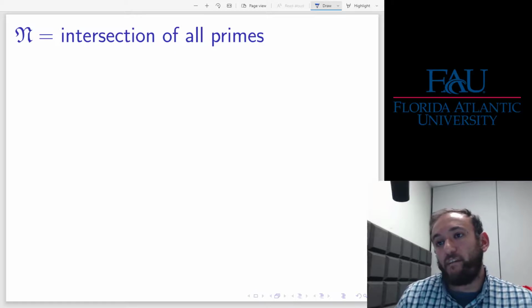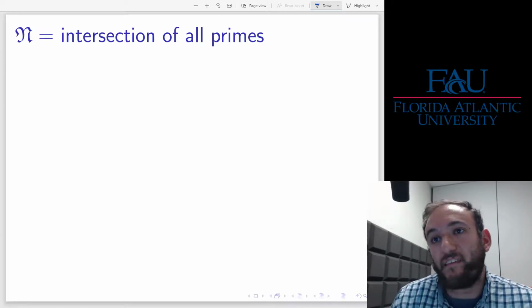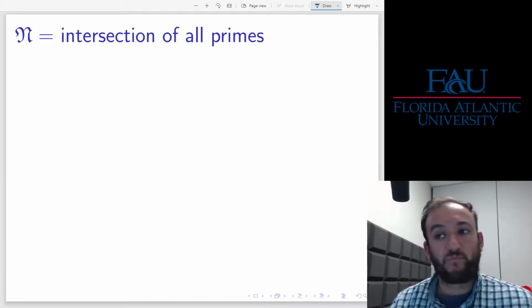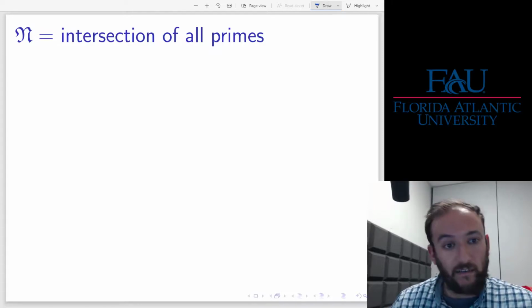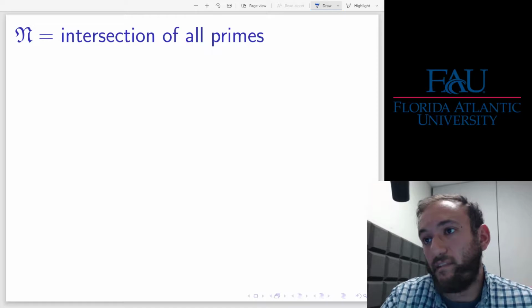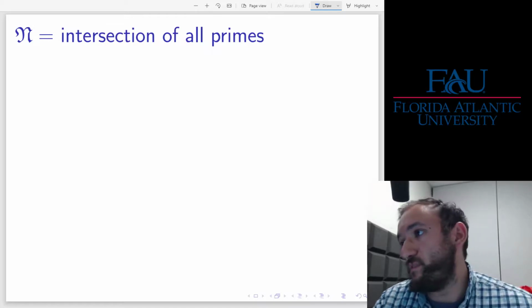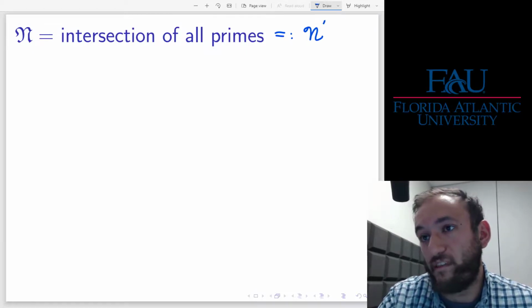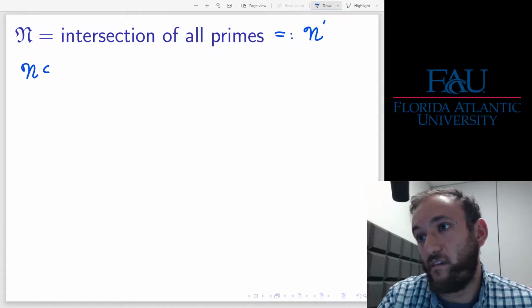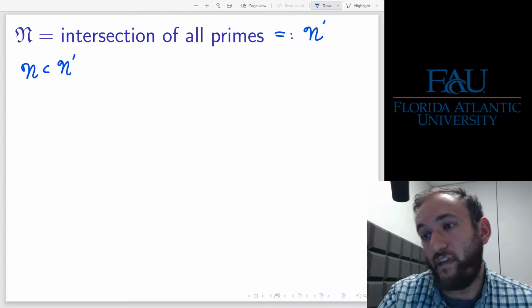Okay, here's a theorem from Atiyah-MacDonald that the nilradical, which again we've just defined in terms of nilpotent elements, is actually the intersection of all prime ideals in the ring. And let's prove this. So suppose, let's name this N prime. So first we can show that N is in N prime.